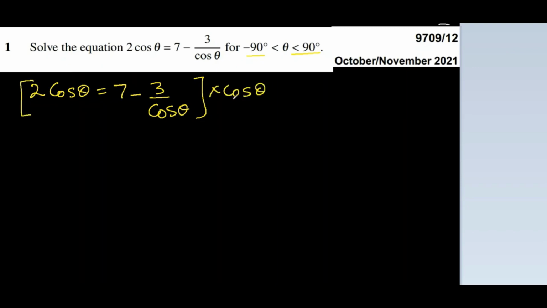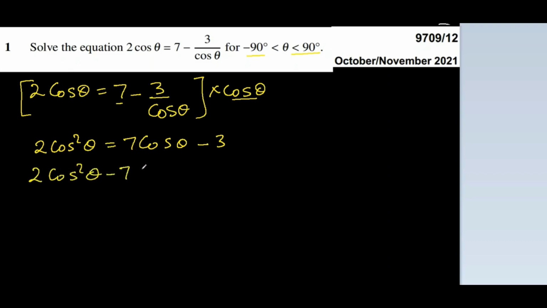So cos theta times 2 cos theta will be 2 cos square theta, equal to 7 times cos theta will be 7 cos theta, minus 3 over cos theta, and cos theta will get cancelled out. We will just be left with minus 3. Let's put everything to the left side: 2 cos square theta minus 7 cos theta.